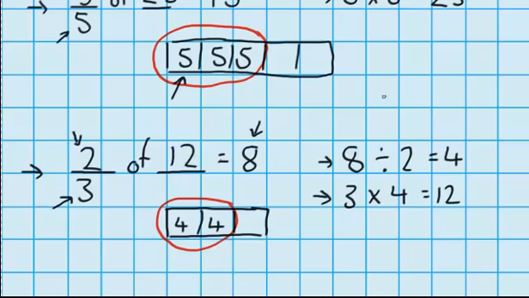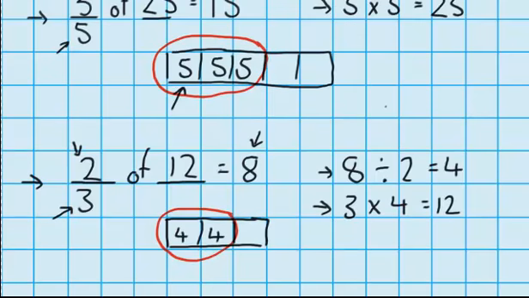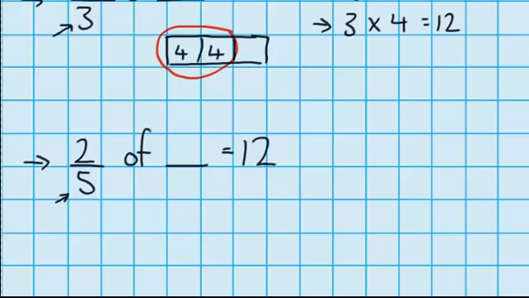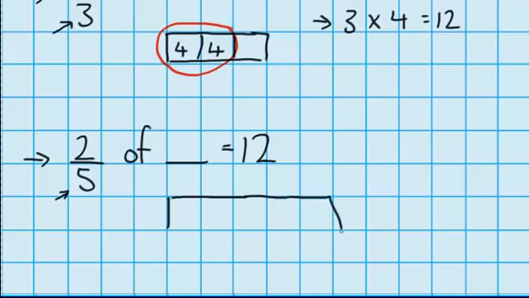Let's try one last question. This time I can see there are 12 candles shared around 2/5 of a cake. So I want to work out how many candles there are in total on the cake. You can see I've recorded that here. So my denominator tells me my cake is split into 5 pieces, so I can record that down here. 1, 2, 3. There are my 5 pieces. And my numerator tells me I'm interested in 2 pieces, so I'm going to circle 2 pieces here.